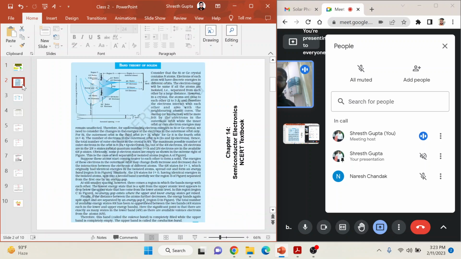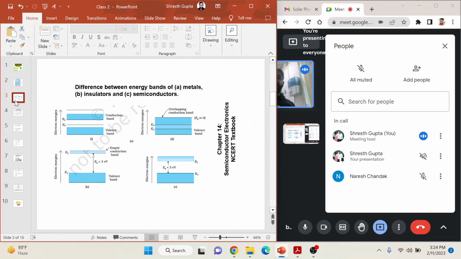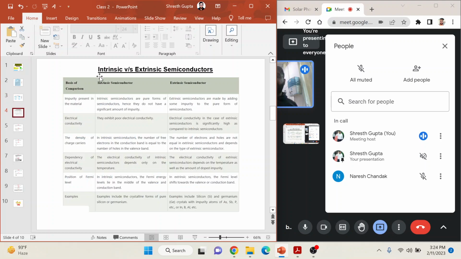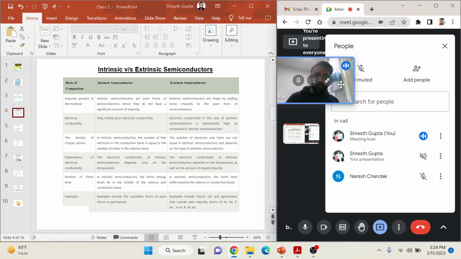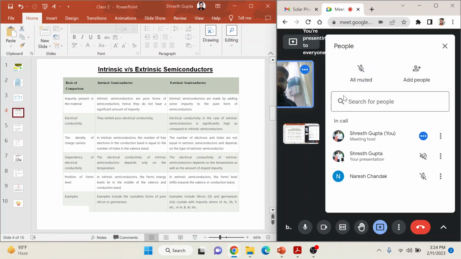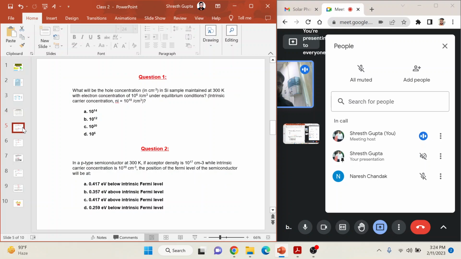We have discussed the band theory of solids, how the conduction band and valence band come into the picture, and how we differentiate metals, insulators, and semiconductors on the basis of the conduction band. Then how semiconductors can be classified as intrinsic as well as extrinsic on the basis of doping, and how extrinsic semiconductors can further be classified into N type or P type. Now let's go to the questions. I have given the review overview so that you can correlate.